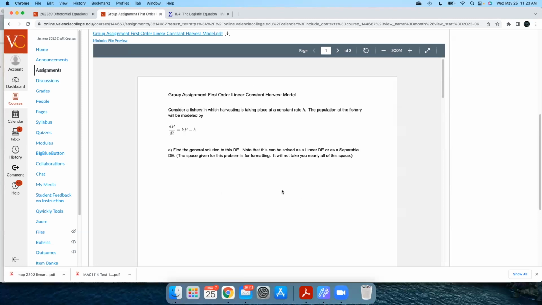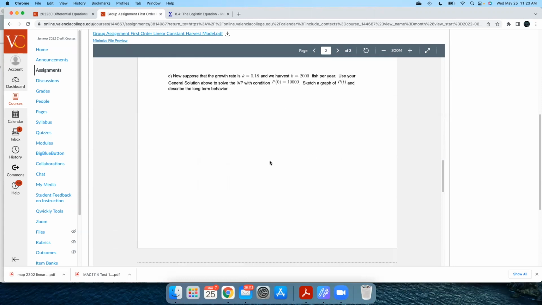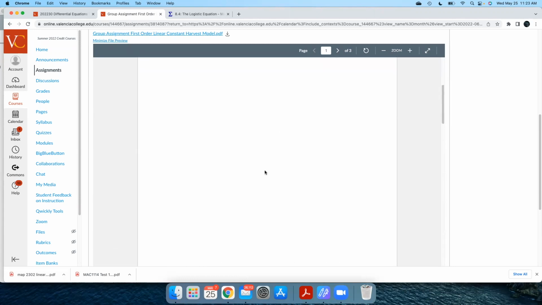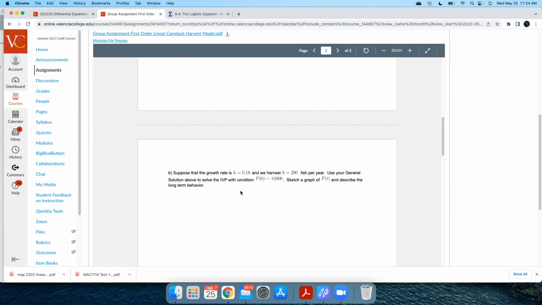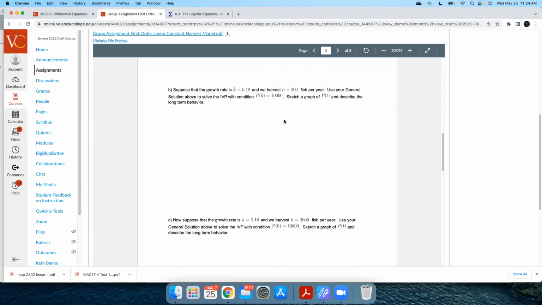Notice, literally, I even say this here. I left all this space so that I could fit all these problems on one page here. It does not take nearly this amount of space to solve this. It's a pretty easy DE. So you're going to solve it in general. Then I'm going to run you through a few different scenarios.